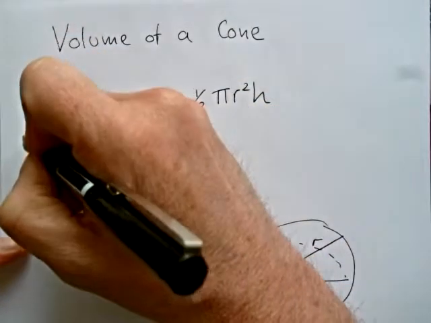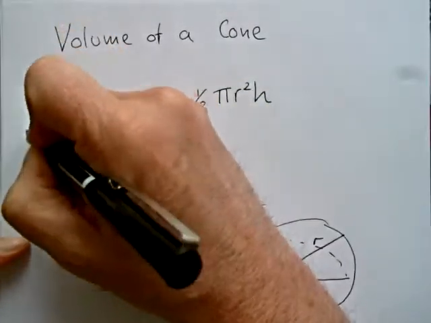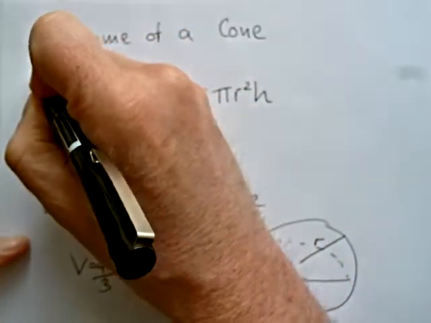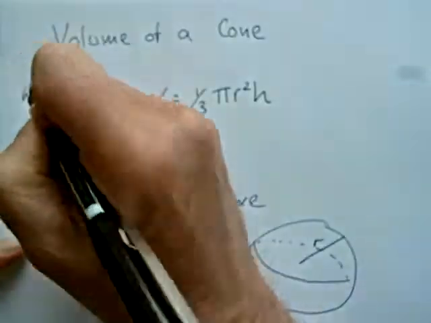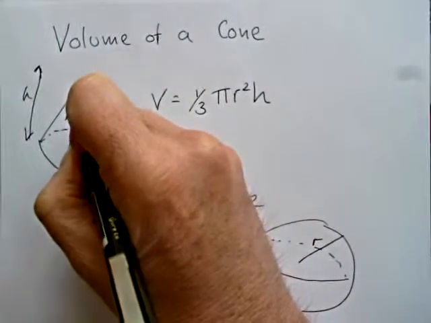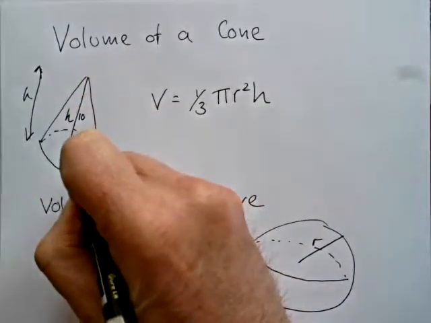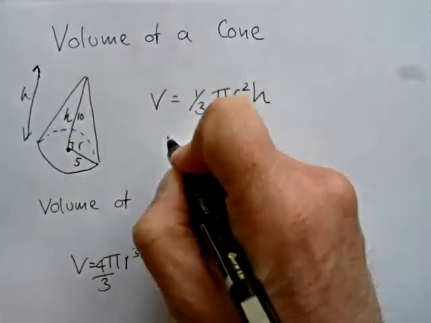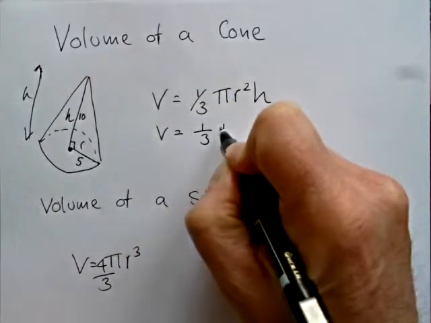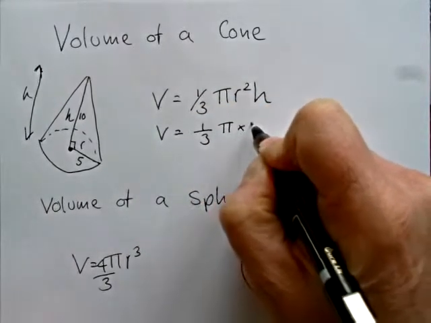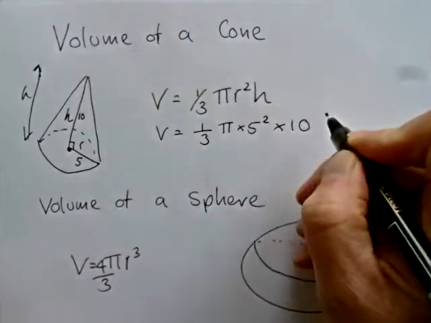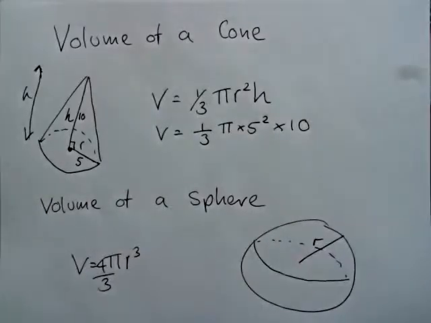Sometimes the height is shown on the outside like that, but it must never be confused with the slope, and usually you're not given the slope height to confuse you. So if you're told what h is, say h is 10 and r is say 5, then you can just simply work this out. You'll need a calculator, but it's 1/3 times pi times 5 squared times 10. So you're using algebraic substitution here.